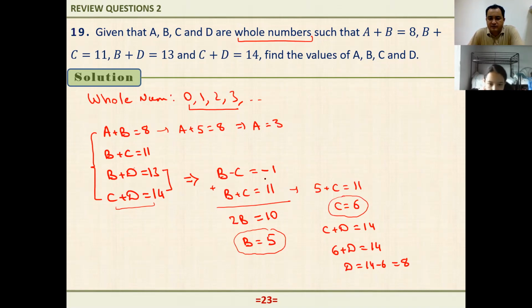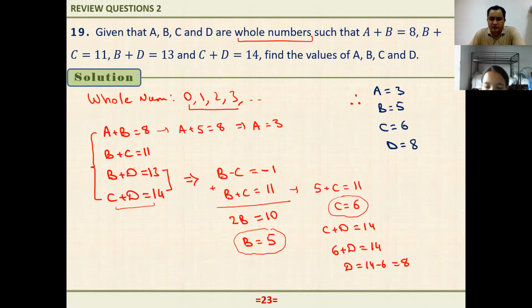That's equal to 3. Now we got all the answers. And here we have A, in alphabetical order, is equal to 3. And B, what is B? B is here. That's equal to 5. And C, what is C? It is equal to 6. And how about D? D is equal to 8.